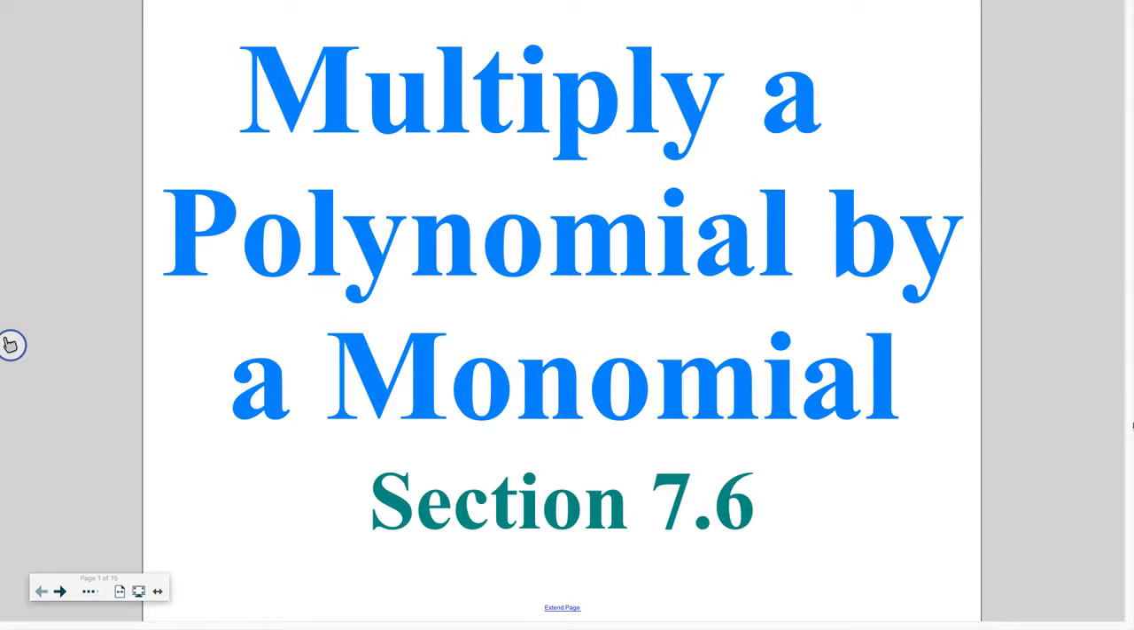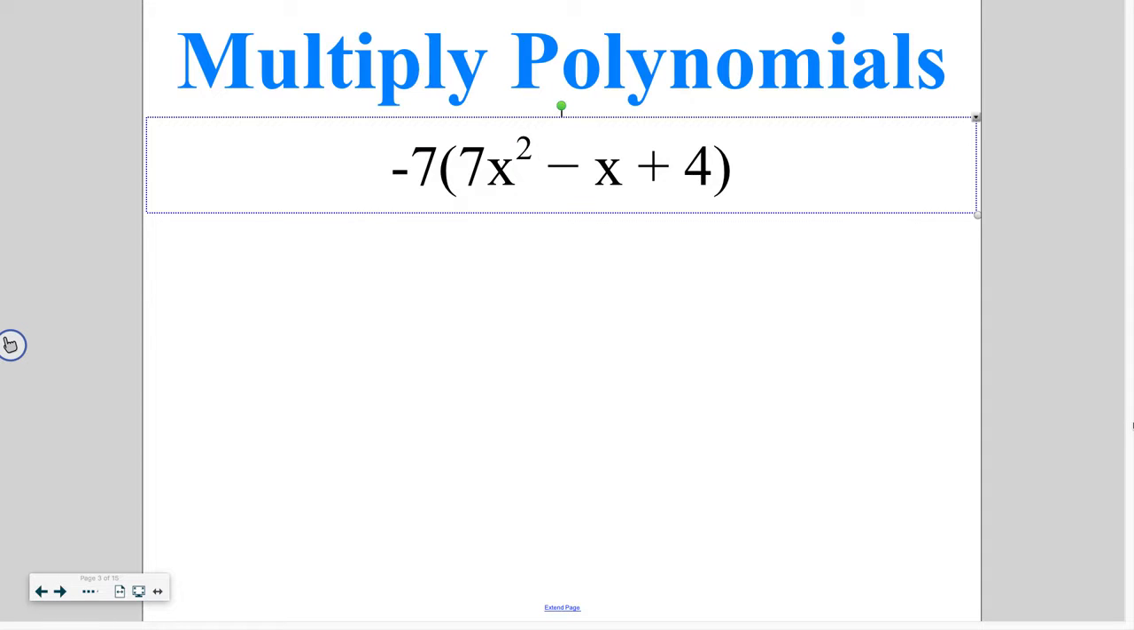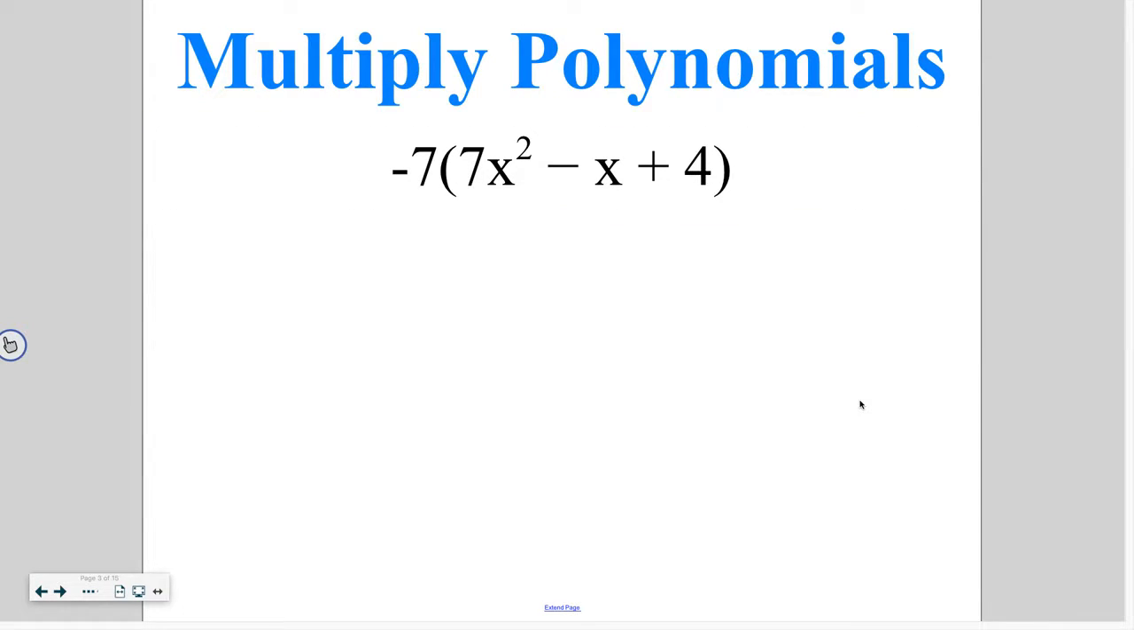Hello class, today we're going to talk about section 7.6, which is multiplying a polynomial by a monomial. By the end of today's lesson, we will be able to distribute a monomial into a polynomial. This is very similar to the distributive property, except we are doing it to more than two terms. So now we've got our polynomial, which could be 3, 4, 5, 6, and any number of terms. So we're using that same idea, and we need to distribute into each piece.